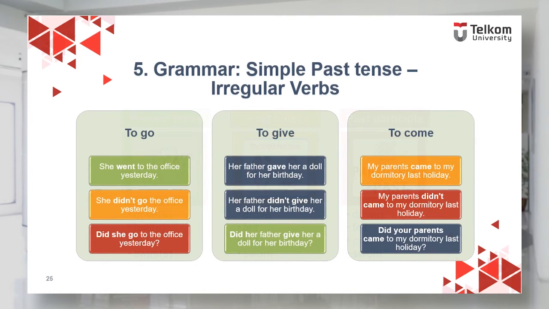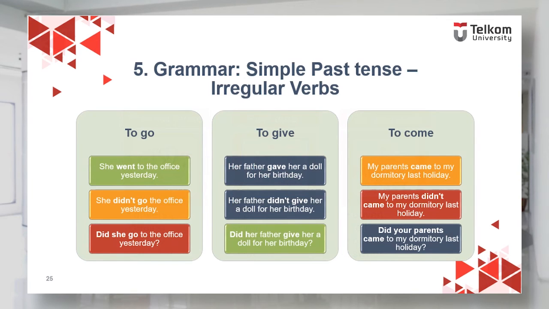Now, we are going to discuss simple past irregular verbs. Some verbs are irregular in the simple past. Here are the most common ones. The first one, to go. He went to a club last night. Did he go to the cinema last night? He didn't go to bed early last night.